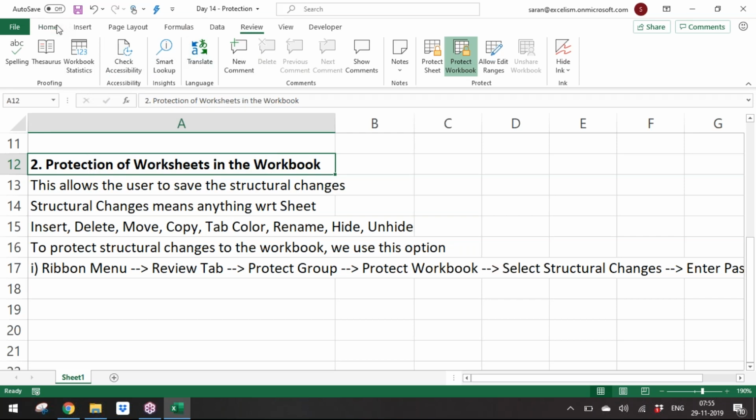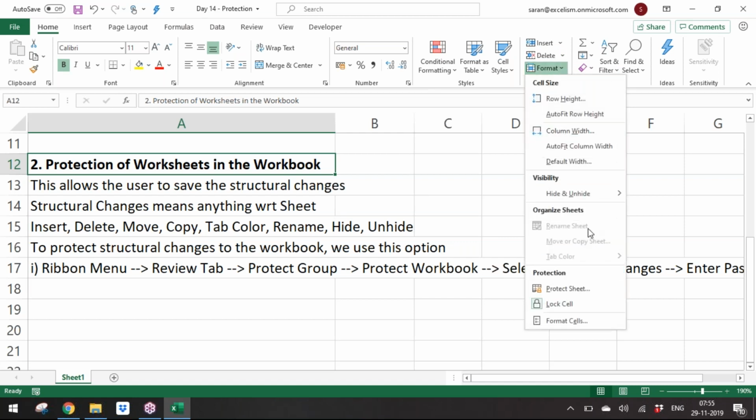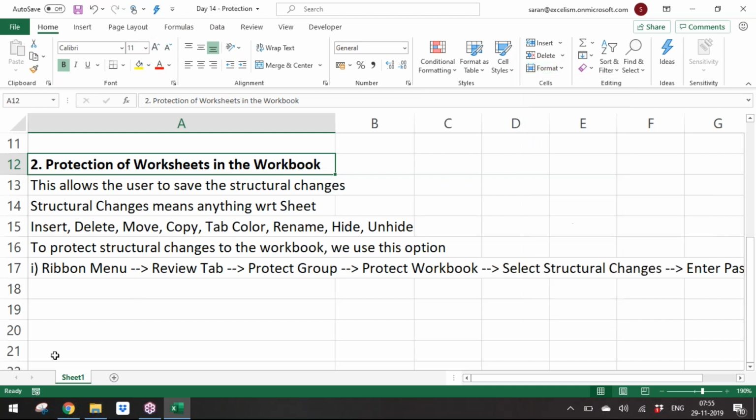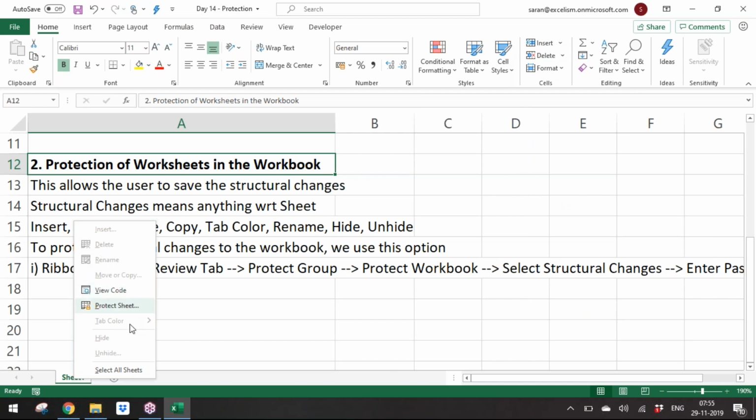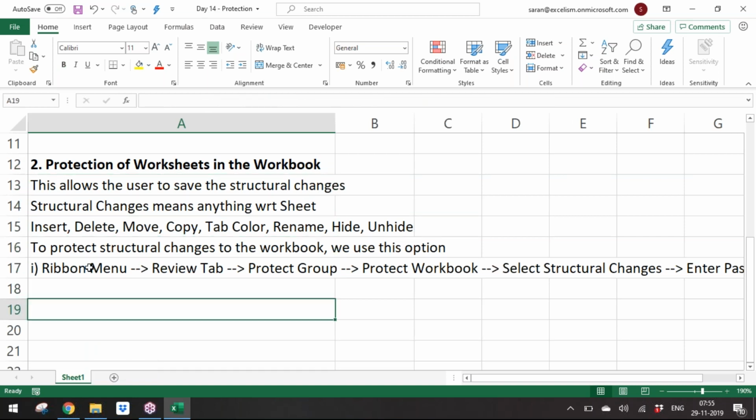Now, when I'm trying to insert a sheet, just go here, insert. It's not enabled. Delete the sheet, not possible. Go to Format. Rename, no. Move or copy, no. Tab color, no. Hide or unhide, hide sheet, no. Unhide sheet, no. Nothing. Even if you right click here, nothing is possible. Insert, delete, rename, move, copy, tab color, hide, unhide, nothing is possible, right? That is the advantage of doing the protection of the worksheets in the workbook. Now these two are very simple.